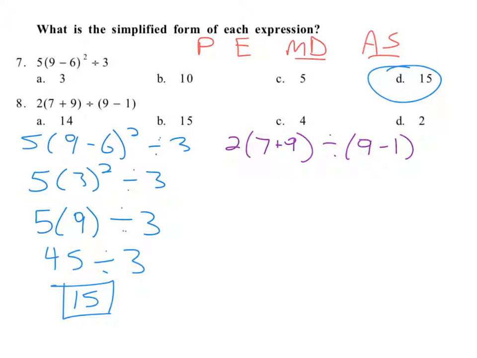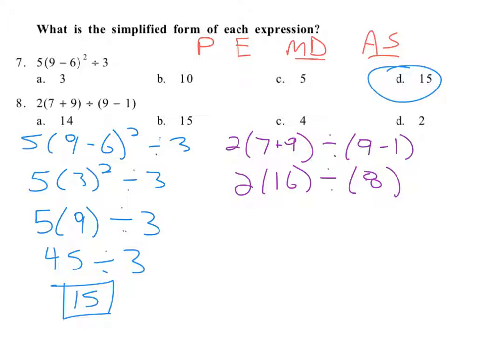Okay, so we're going to do 2 parentheses, what's 7 plus 9? 16. Divided by 9 minus 1, 8. Okay. Technically, you don't need the parentheses around this anymore. It's not going to change it if you do or if you don't, but I'll leave it there for just a moment. Okay. Next step.